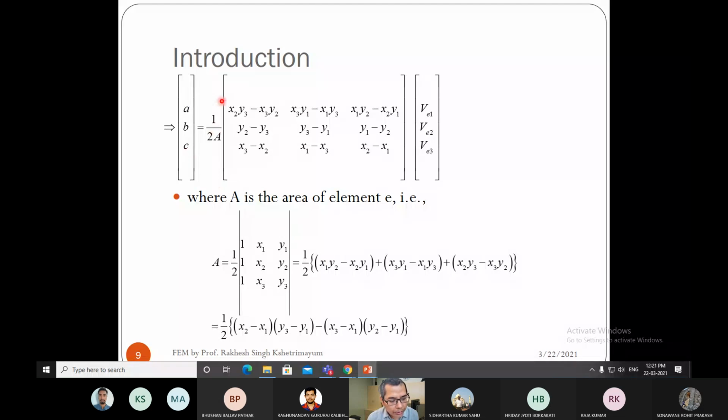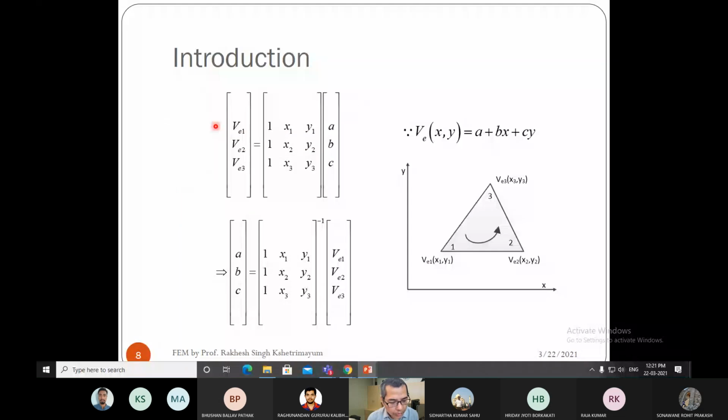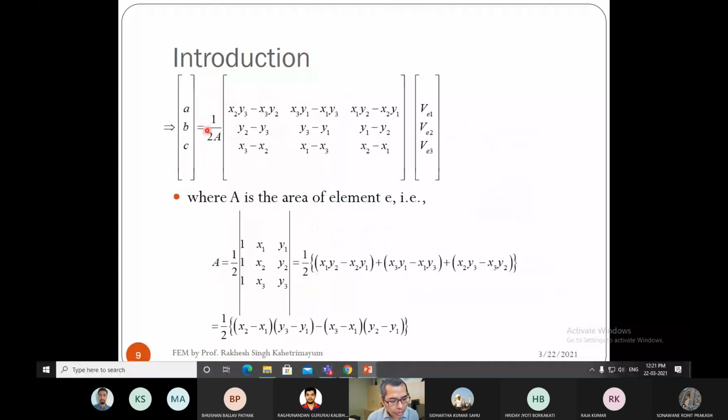When I take the inverse of that matrix, I can easily find it from linear algebra. The inverse of a matrix like this can always be found as 1 by 2A times this matrix here. And what is A? A is the area of the triangular element. The area of the triangular element can be found as half the determinant of [1, x1, y1], [1, x2, y2], [1, x3, y3]. You can simplify it, and the area of this triangular element is half of (x2 minus x1)(y3 minus y1) minus (x3 minus x1)(y2 minus y1). These are standard formulas in linear algebra, so I can find the area of the triangular element.